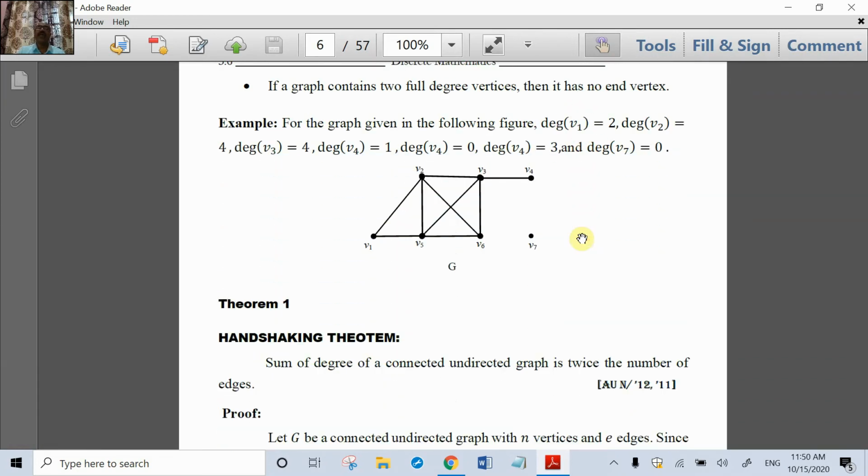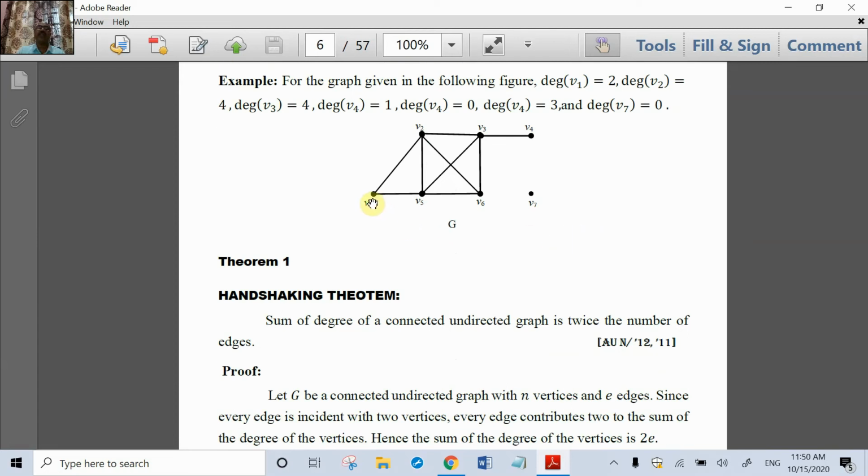Now, see this graph, find the degree. What is the degree? In V1, 2 edges are incident. Degree of V1 is 2. Now, in V2, there are 4 edges incident. Therefore, degree of V2 is 4. In V3, there are 4 edges incident. Therefore, degree of V3 is 4.